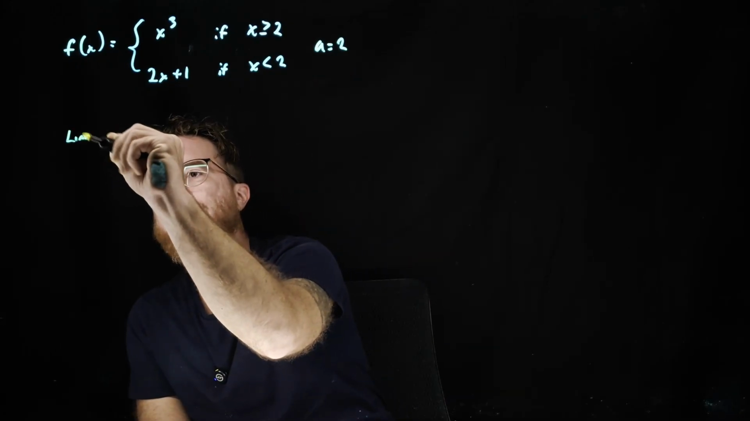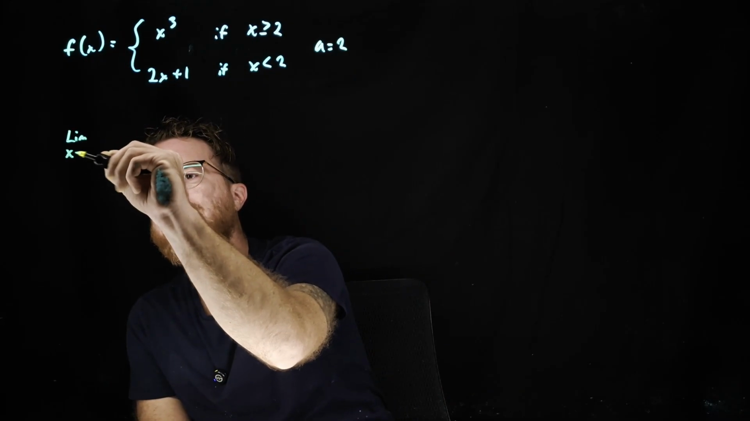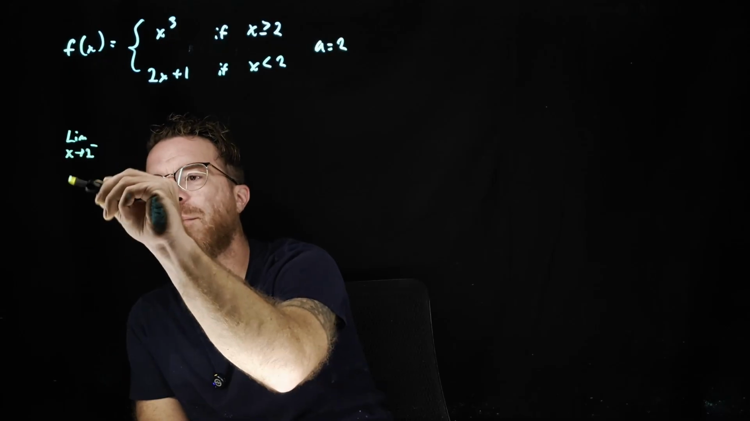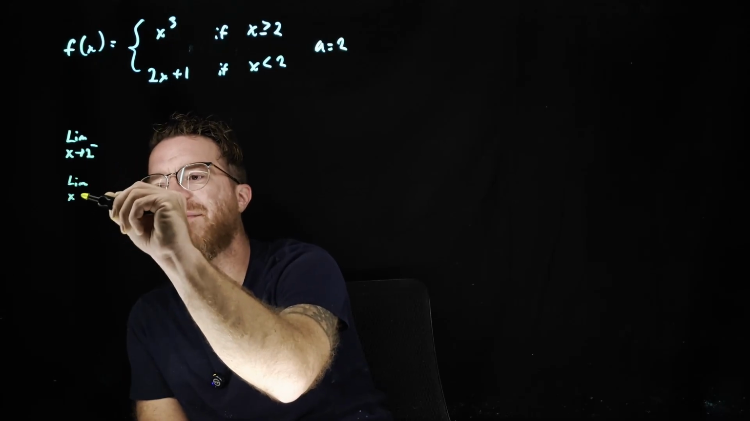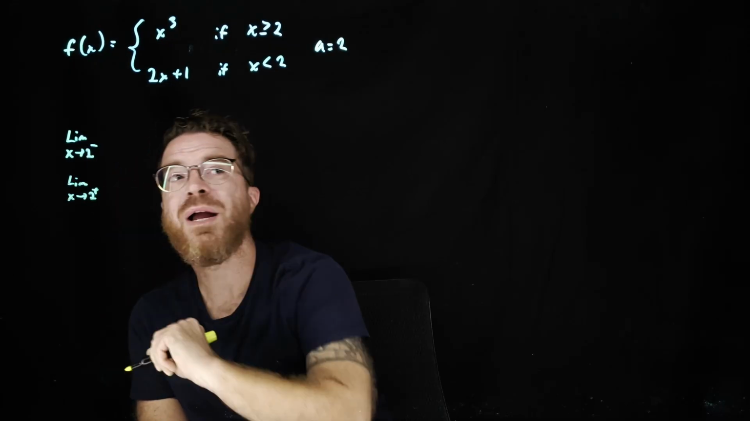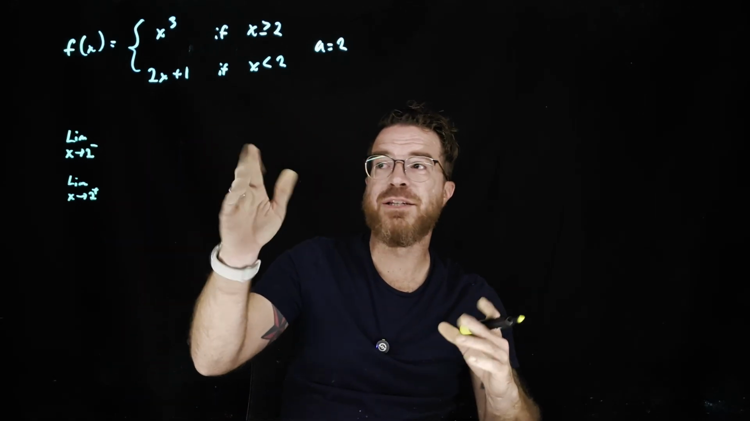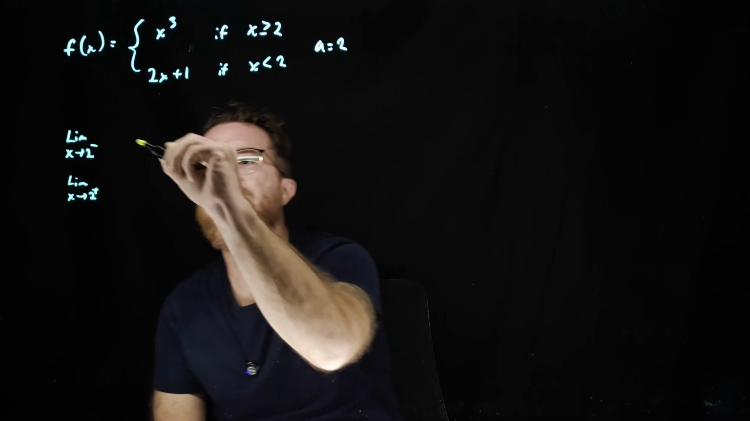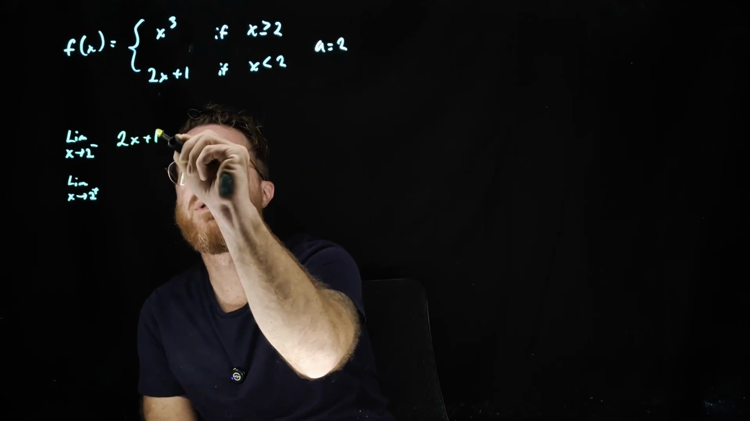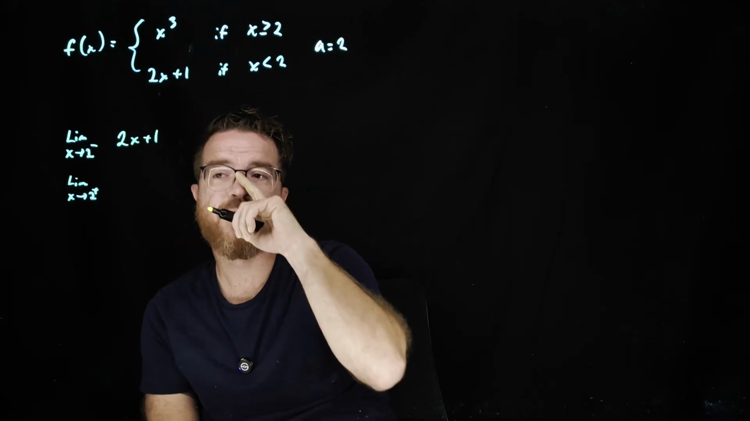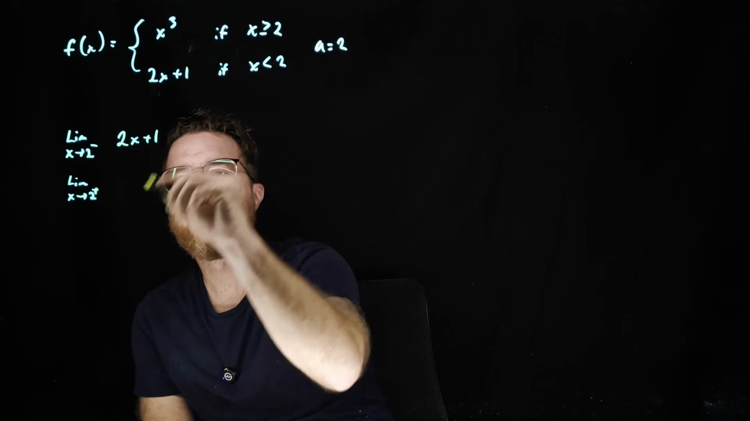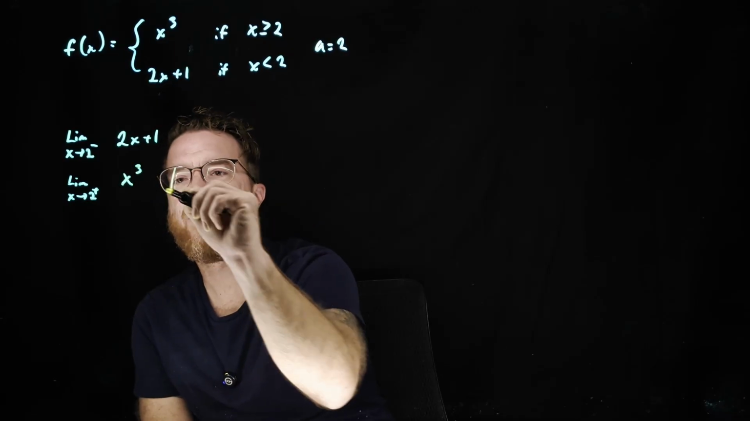So we're going to take our left-hand limit, the limit as x approaches 2 from the left, and our right-hand limit, x approaches 2 from the right. If we are approaching from the left, which means we are less than 2, our function is going to be 2x plus 1. If we are approaching from the right, our function is going to be x cubed.